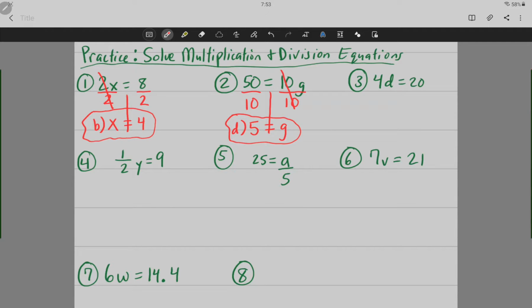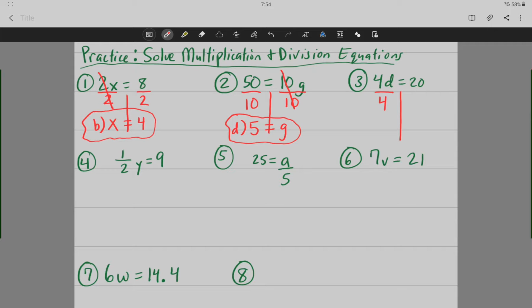Okay, number 3. Number 3 just says 4d equals 20. Again, same idea. We see multiplication going on. 4 times d. So we know the inverse is to divide. So first, equal sign, draw a line. Again, we see 4 times d. So we need to divide by 4. Since we want to get d by itself, divide by that coefficient of 4.